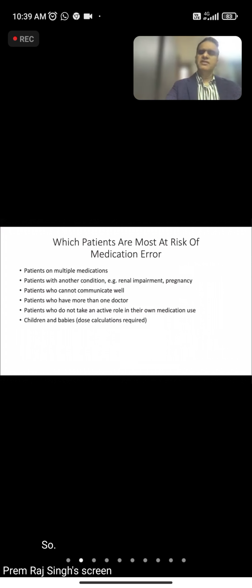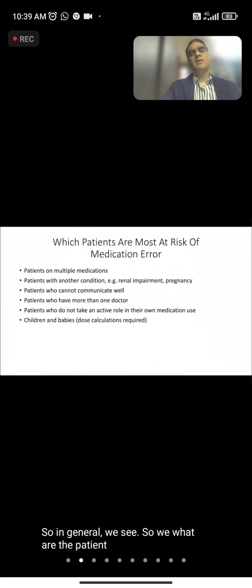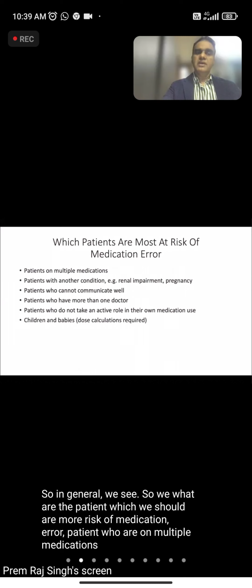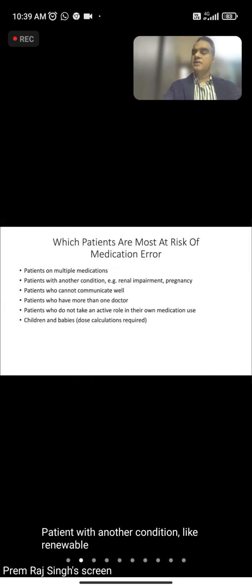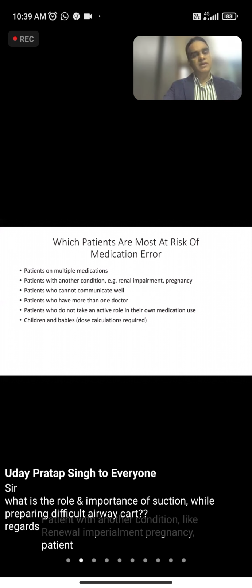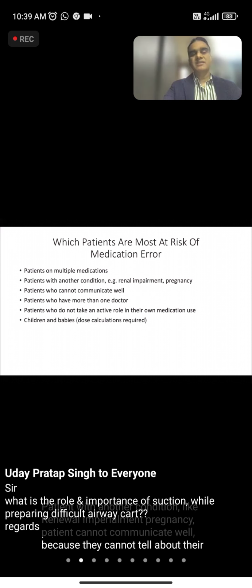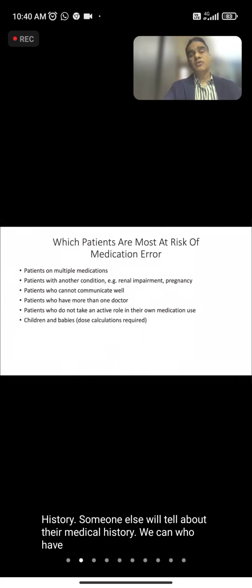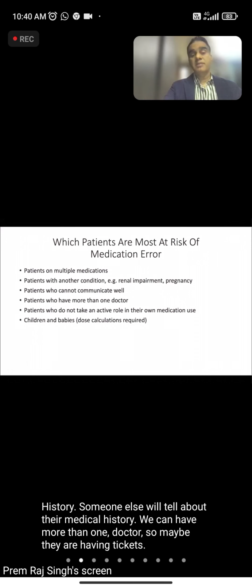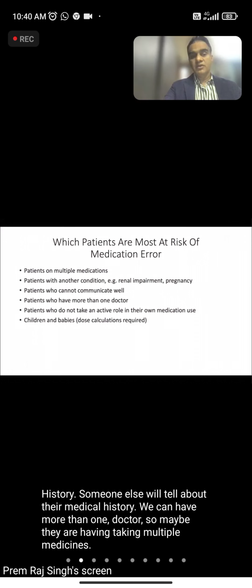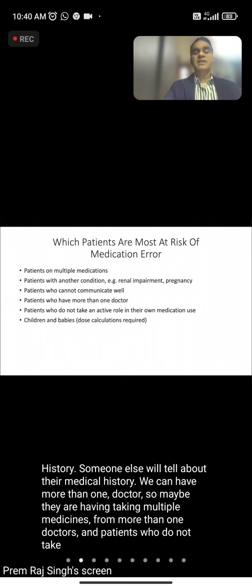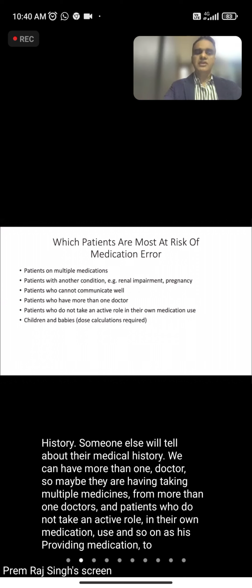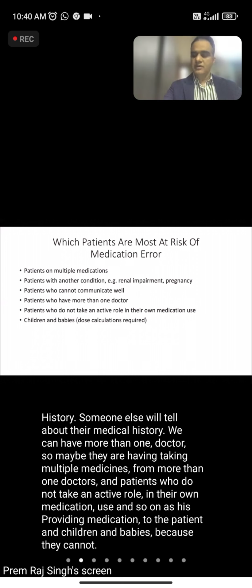So in general, which patients are at more risk of medication error? Patients who are on multiple medications, patients with another condition like renal impairment or pregnancy, patients who cannot communicate well because they cannot tell about their medication history, so someone else will tell about their medical history. Patients who have more than one doctor, so maybe they are taking multiple medicines from more than one doctor. And patients who do not take an active role in their own medication use, and someone else is providing medication to the patient, and children and babies because they cannot give history to doctors.